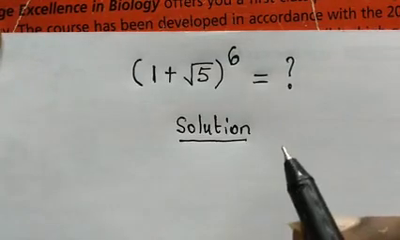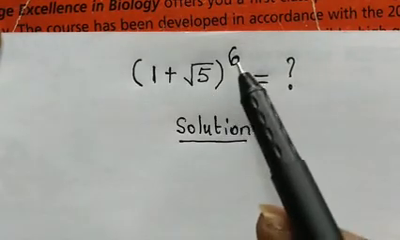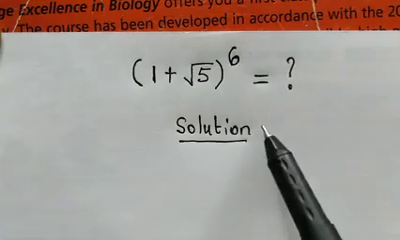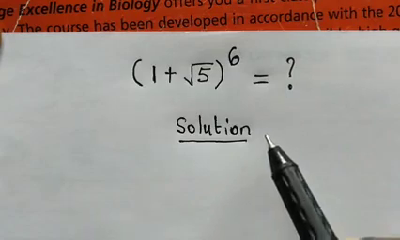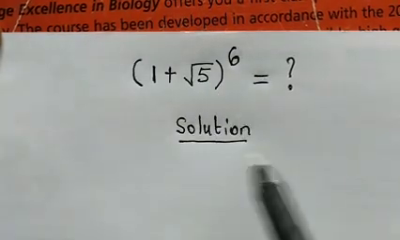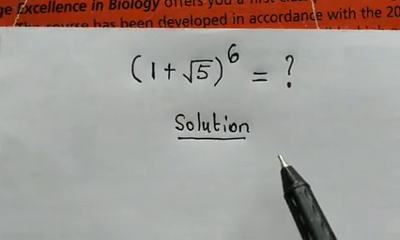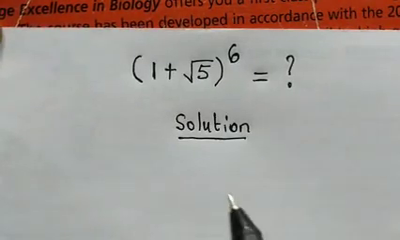In today's video, we're going to expand this binomial which has a power of 6, and we're going to use the binomial theorem and Pascal's triangle. So we have (1 + √5)^6. So let's get started. Now let us record the Pascal triangle.